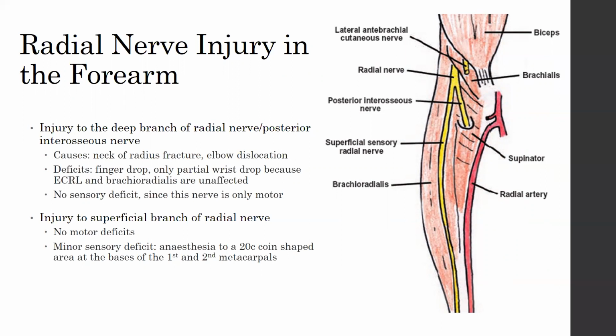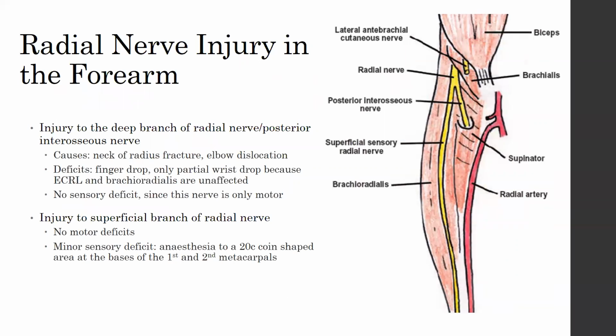Injury to the radial nerve in the forearm. The radial nerve splits off into a deep branch, and it also splits off into a superficial branch in the forearm. So injury to the deep branch of the radial nerve, which is also called the posterior interosseous nerve, is going to cause motor deficits, but no sensory deficits. So you're going to get finger drop, but you're not going to get complete wrist drop because some of your wrist flexors are still intact.